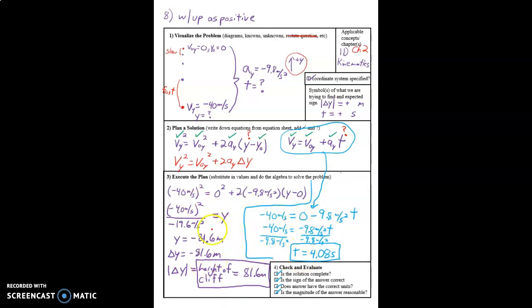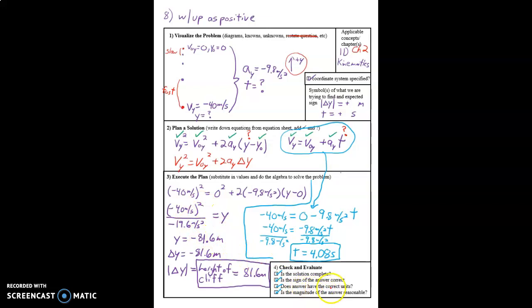Executing the plan really should be the easy part. Is the solution complete? Yes, we solved for both things we needed. We already talked about the signs, the correct units. Yes, we've got meters per second squared, so that's meters squared per second squared, divided by meters per second squared, so that does leave us with units of meters.